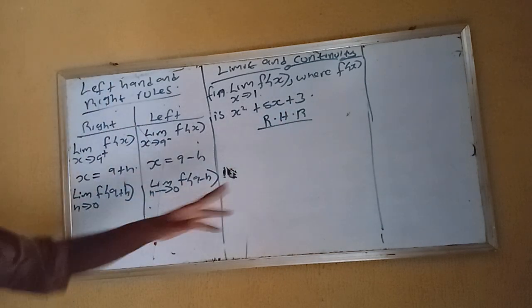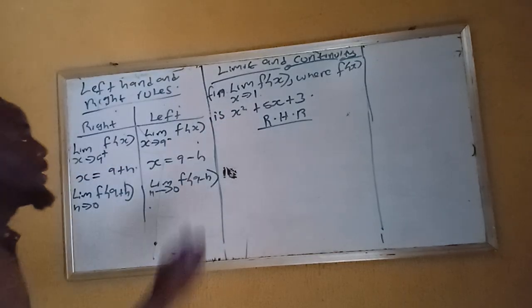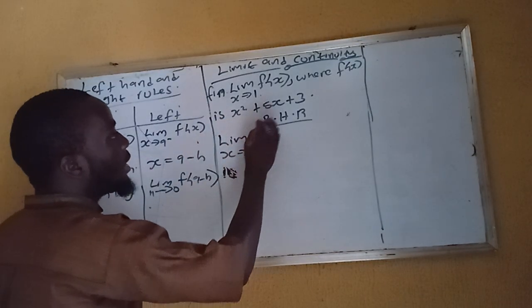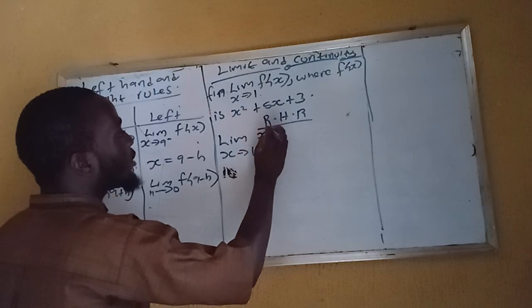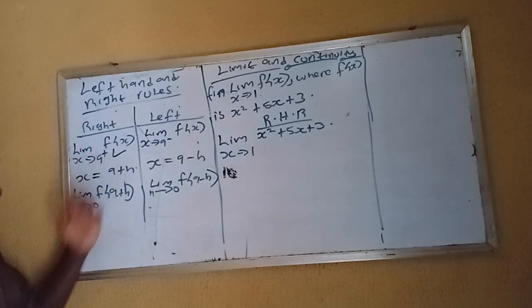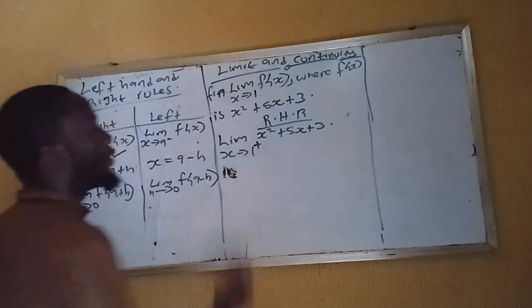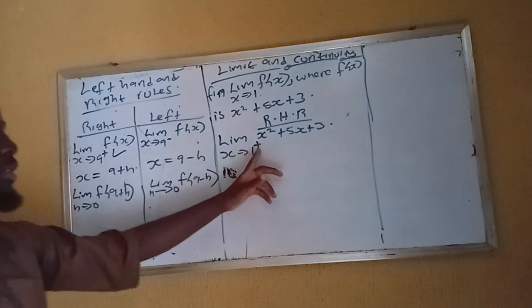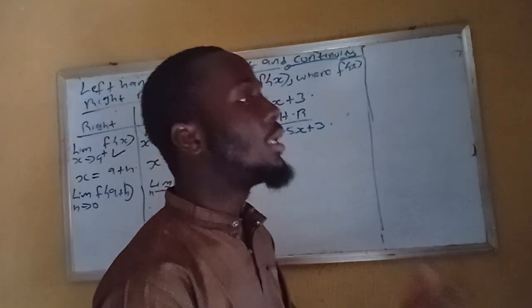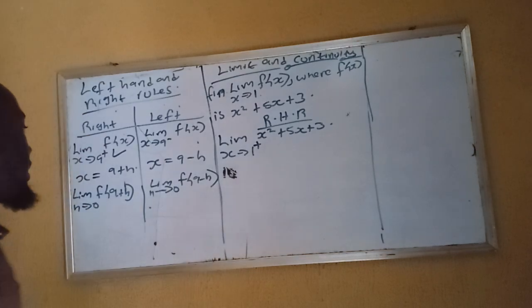So what is our f of x? We have the limit as x tends to 1 of f of x, which is x squared plus 5x plus 3. This is the first step. Right hand rule means it is going to be positive. Positive means you are using the right hand rule, and negative will mean you are using the left hand rule.